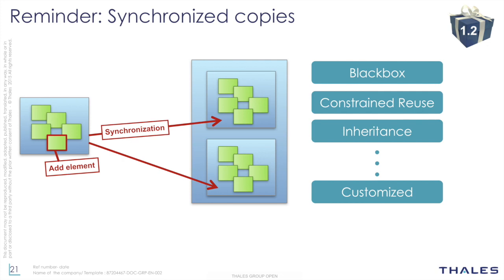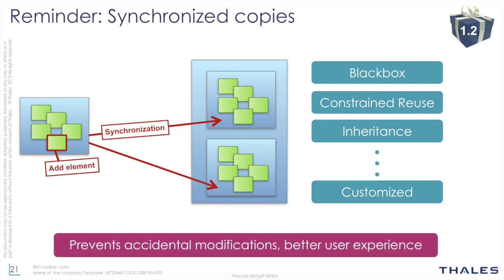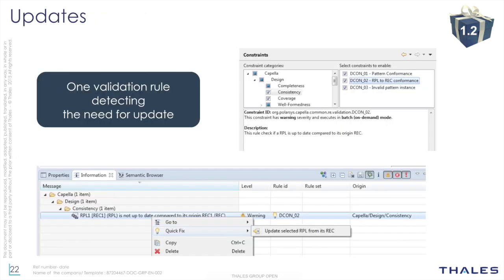So building blocks in Capella are managed through the record and replica concepts, and a replica conforms to a record according to compliance rules, so black box, constrained reuse, and inheritance, or you can also customize your own compliancy between them. And so what we did this year was to prevent accidental modification by introducing on-the-fly enforcement of the black box consistency between rec and repl, and we enhanced the user experience to create rec with libraries.